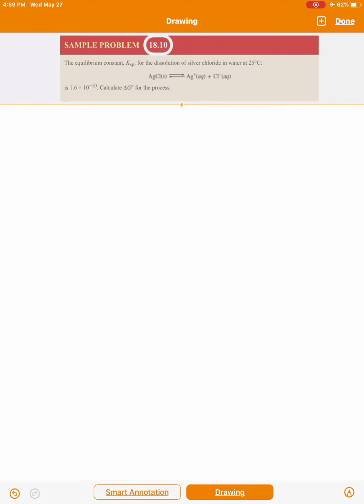Okay, this is sample problem 18.10. The equilibrium constant KSP for the dissolution of silver chloride in water at 25 degrees C is AgCl solid converted to Ag+, the silver ion, aqueous, plus the chloride ion, Cl-, aqueous. The value of KSP is given as 1.6 times 10 to the minus 10 at 25 degrees C. Calculate delta G naught for this process.